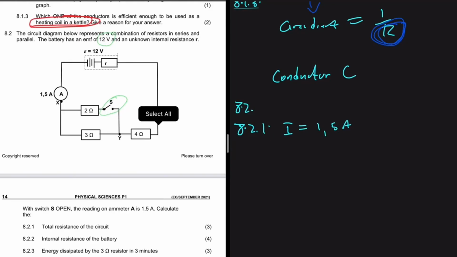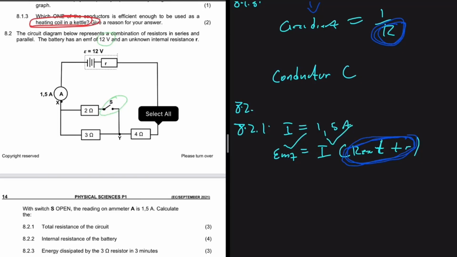8.2.1 says let's calculate the total resistance of the circuit, right? We have internal resistance, so we cannot just use V equals I multiplied by R. We have to use EMF equals the current multiplied by the external resistance plus the internal resistance. The question says let's find the total resistance of the circuit, so we're looking for R external plus internal resistance. We have the EMF, it is given to us, and we have the current. It should be obvious what we're going to do now.